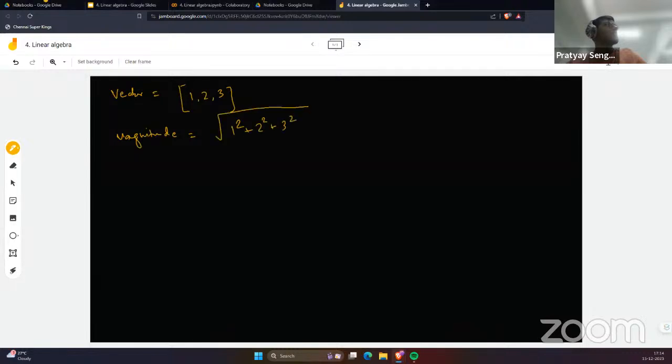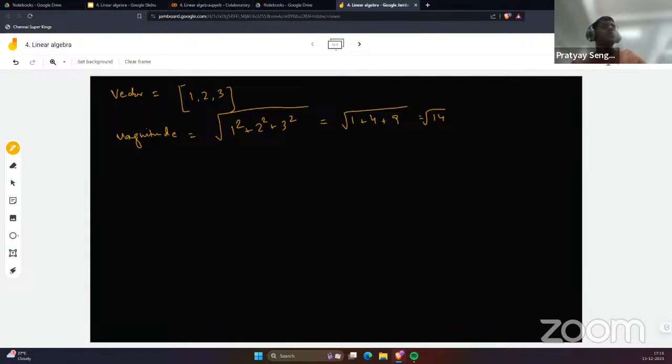So if I have a vector like 1, 2, 3, what will your magnitude be? 1 square plus 2 square plus 3 square. So this is simple: 1 plus 4 plus 9, square root of 14. Okay.